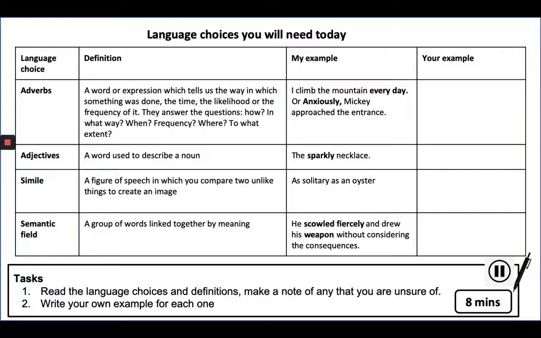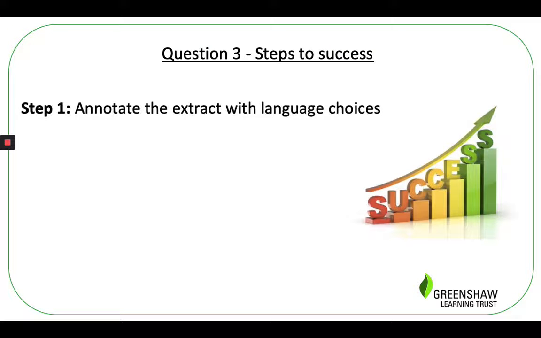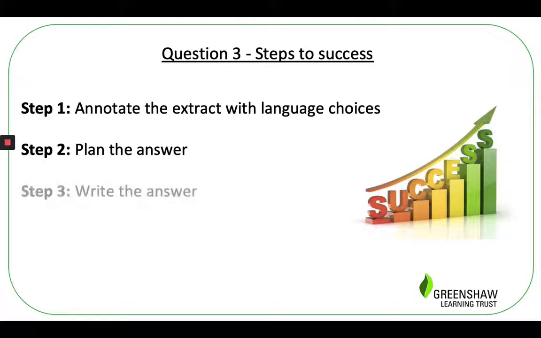Let's move on. Question 3 is steps to success. First, you annotate the extract with language choices. Then you plan your answer, and then you write the answer. And surprisingly enough, you then check the answer. Let's put this into practice.